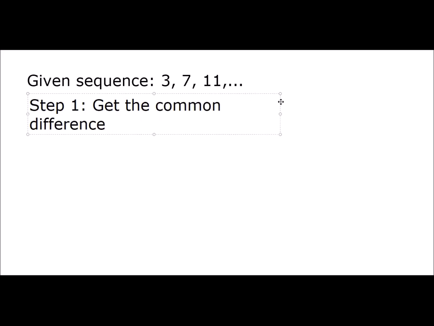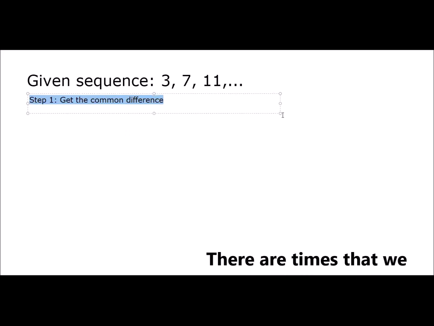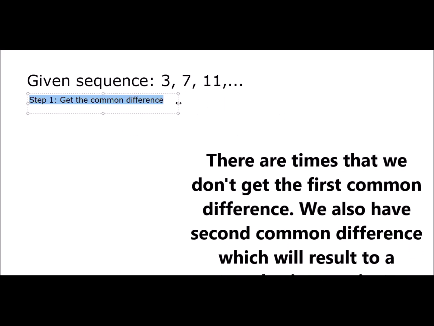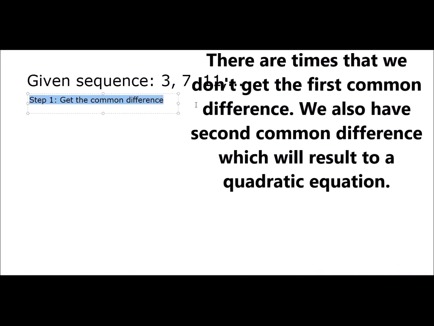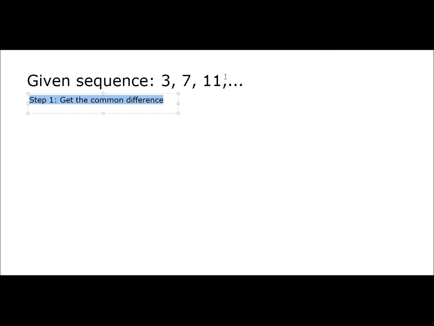So given again the sequence 3, 7, 11 using the second method, take note that the step 1 is always getting the common difference. And let me remind you as well, there are also times that we will not get the first common difference, maybe on the second common difference. If that happens, it gives us a hint that the pattern is a quadratic equation. So that's another way. But let's focus first on having this method.